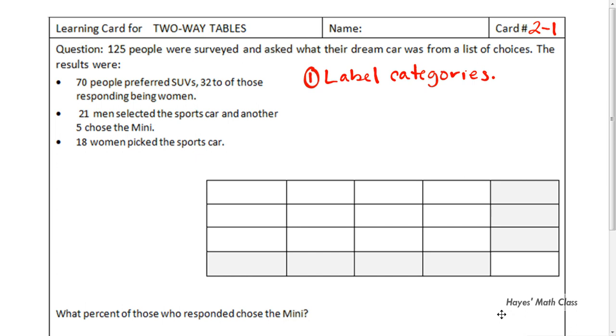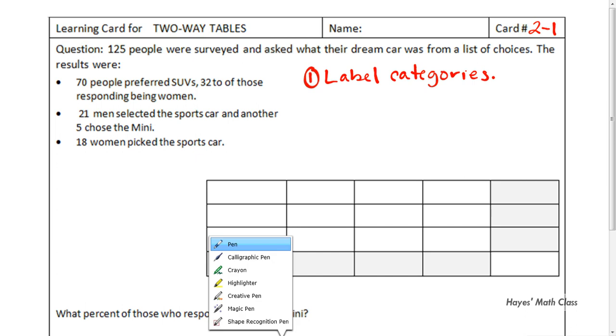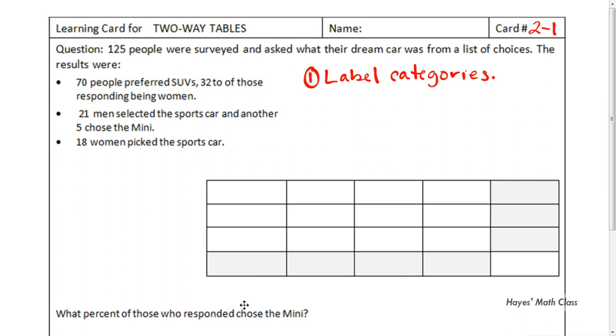So 70 people preferred SUVs, 32 of those responding being women. All right, so we know that we've got cars and we know that we've got genders, so women. So if I look at my table here, it could be pretty safe to assume that, since I've got 2 spaces here and I've got 3 spaces here, I'm going to put down gender over here. Actually, I'm going to flip that on the side. So we're going to write down gender. And then we're going to write down car type.